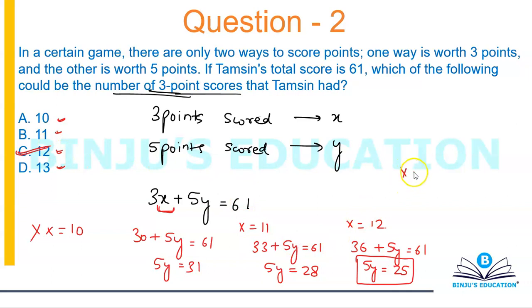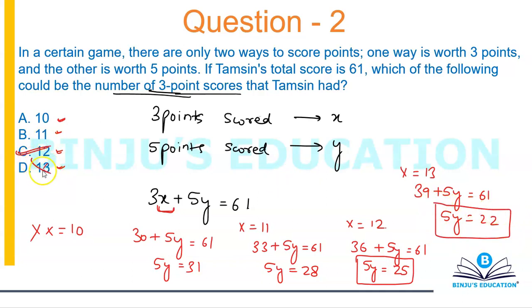If you take x to be 13, then 3 into 13 is 39 plus 5y is equal to 61. So 5y will be equal to 22. Will y be an integer? No, it will not be an integer. So D is out, B is out, A is out. Your answer is option C.